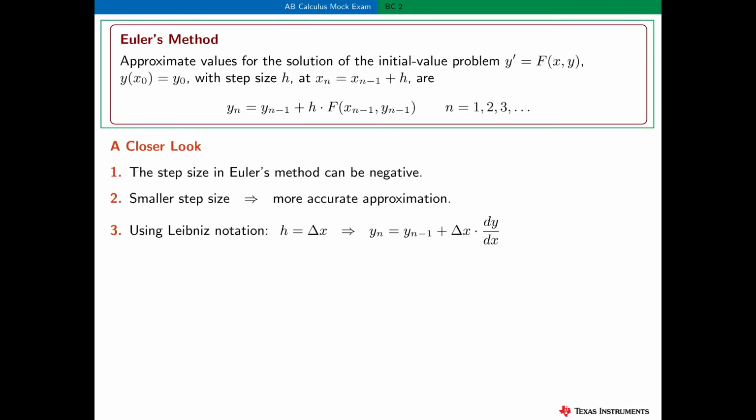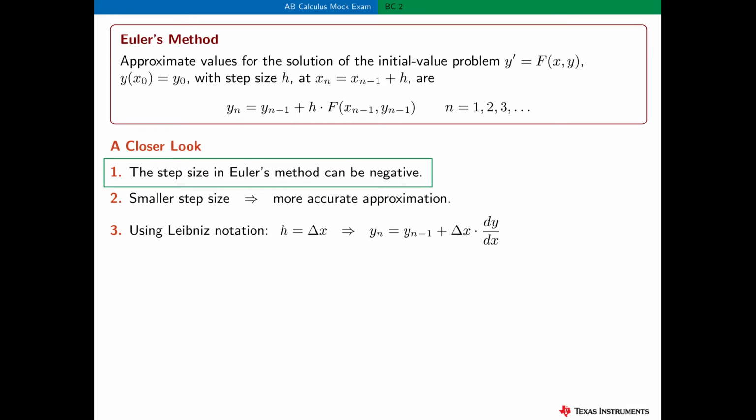Here's a formal statement of Euler's method, and just a little bit more notation. We can find approximate values for this initial value problem with step size h at x sub n using this expression. And this is exactly what we did in our example. We traveled just a short distance along the tangent line as determined by the slope field or differential equation to arrive at a new or the next approximation.